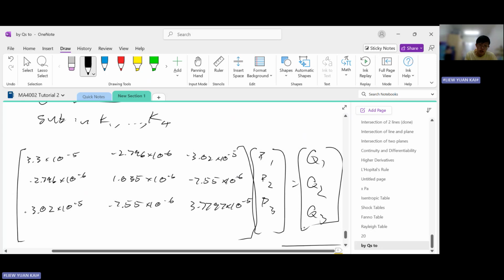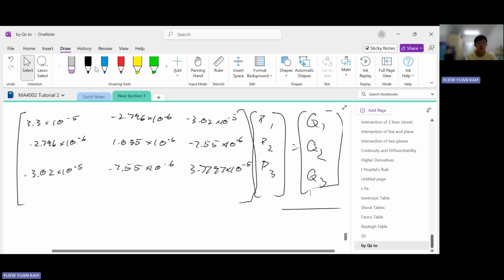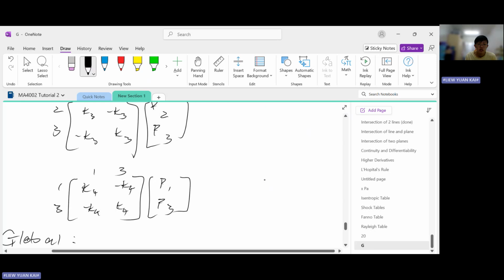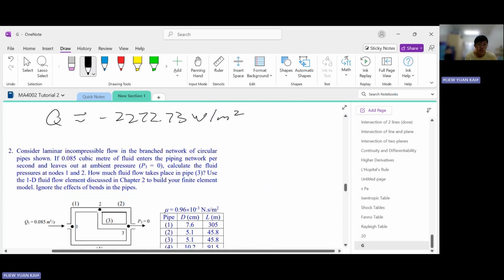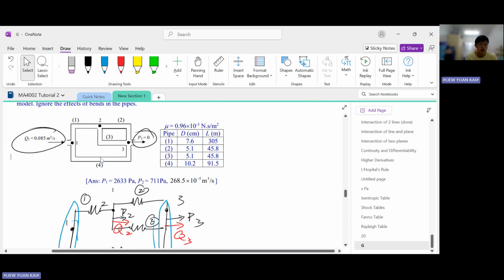So notice that the stiffness matrix is symmetrical. That means we're on the right track. It's not necessarily that we're correct, but we're on the right track. Next we want to substitute the known values. They told us that P3 is actually 0, so we can sub that in. P3 is 0 and Q1 is 0.085.